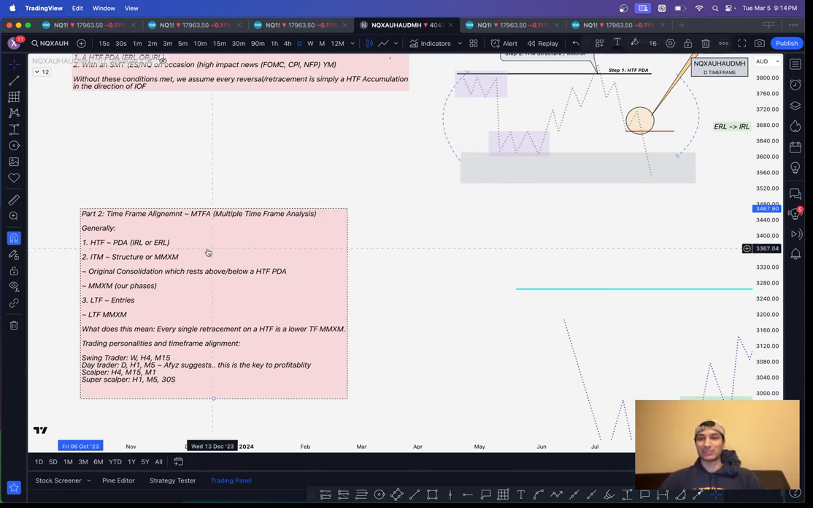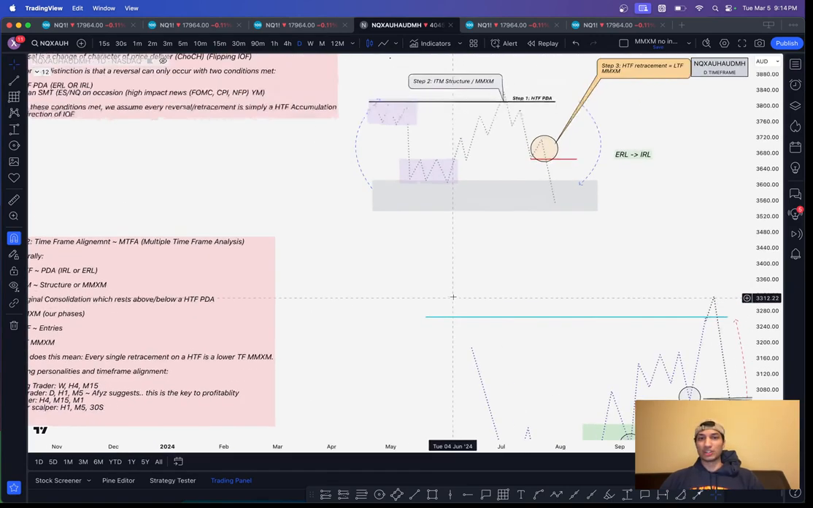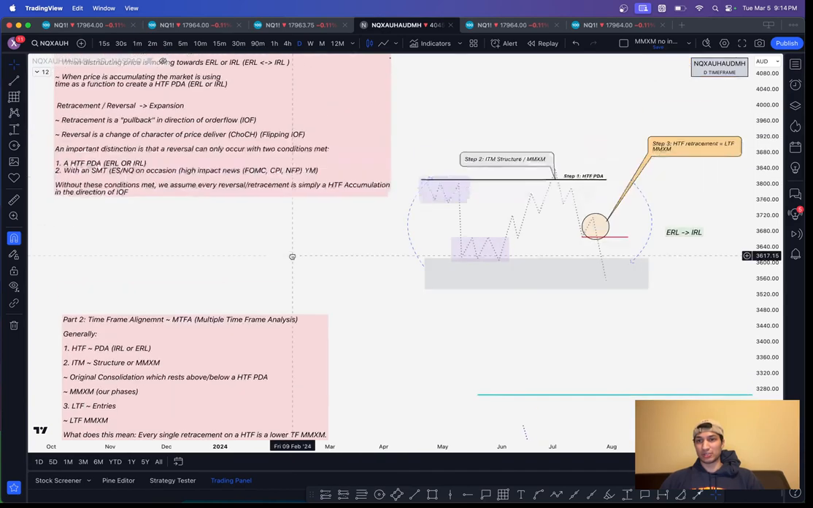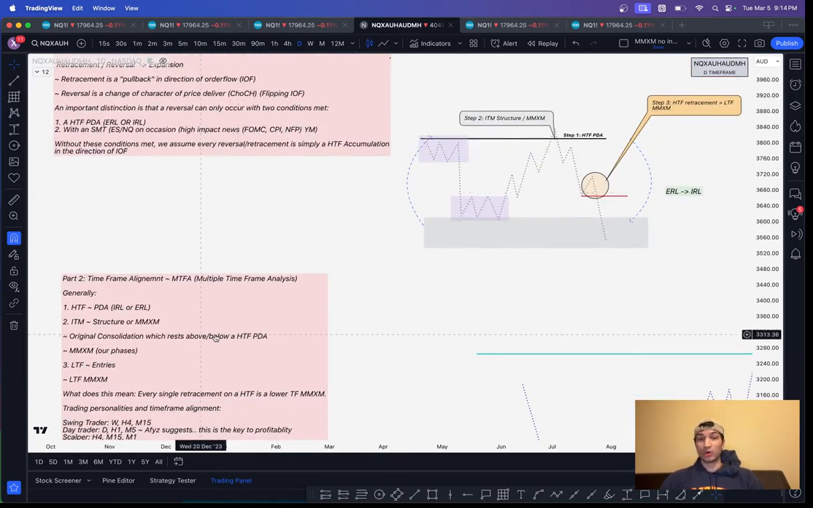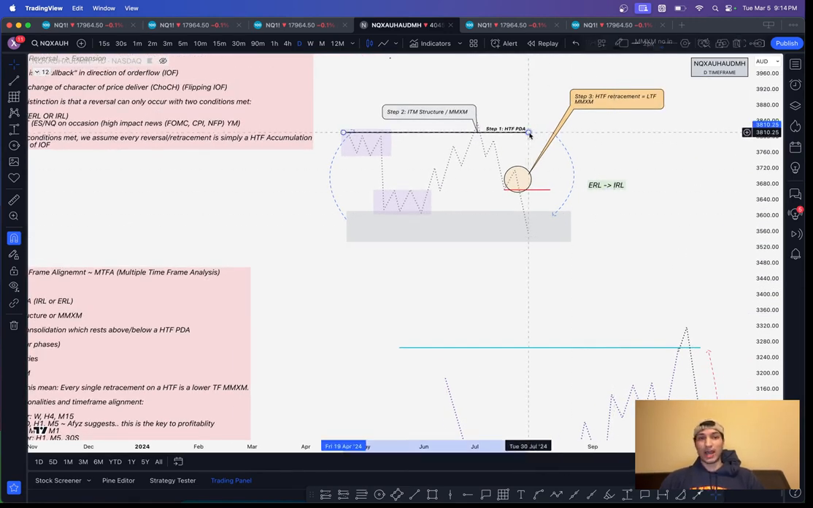Your buy and sell side of a curve. Now, the original consolidation on your intermediate time frame, like we talked about in the first section, is going to rest above or below your higher time frame PD array. So if the market is moving from an external range high to an internal range, from a swing high to a fair value gap, we will see a characteristic market maker model with an original consolidation at the sell side, which is the target, and it will have liquidated a previous consolidation that rests below our higher time frame swing high. That will cause the reversal.